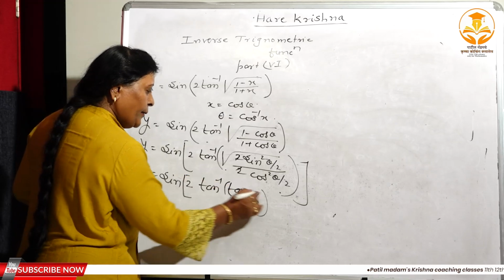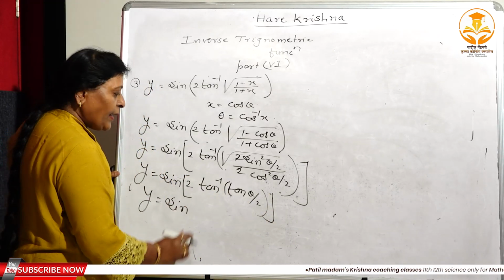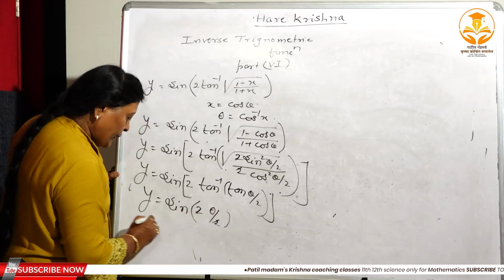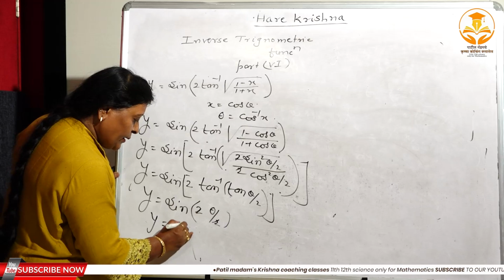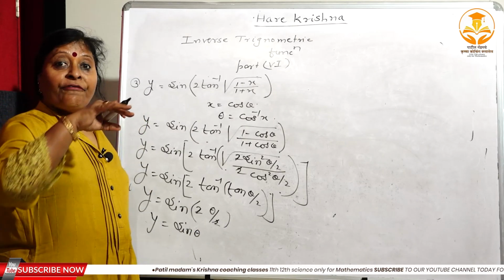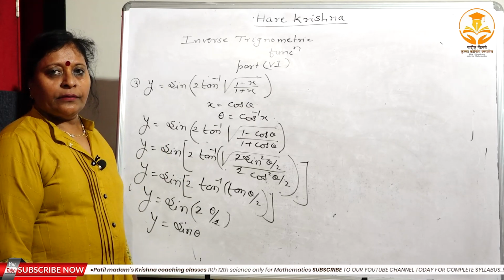Right? Again tan inverse tan get cancelled. Sine of 2 into theta by 2. Right? 2 get cancelled. Y is equal to sine theta. Now the student at once finds the derivative dy by d theta, it is equal to cos theta.